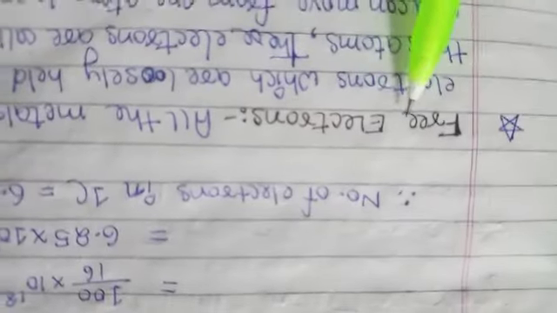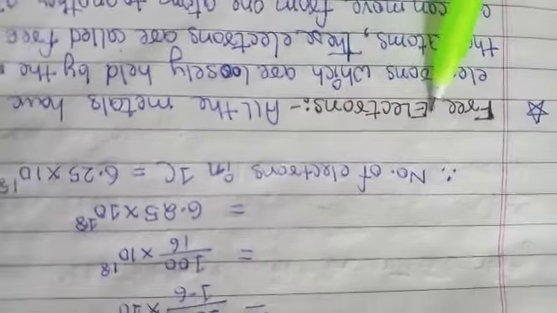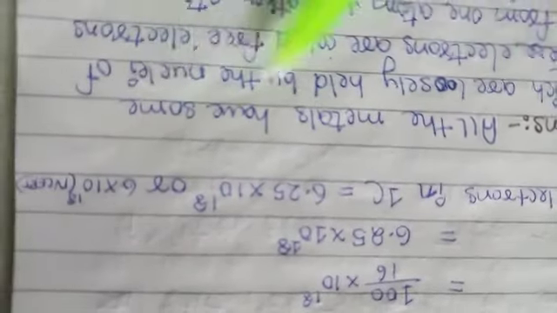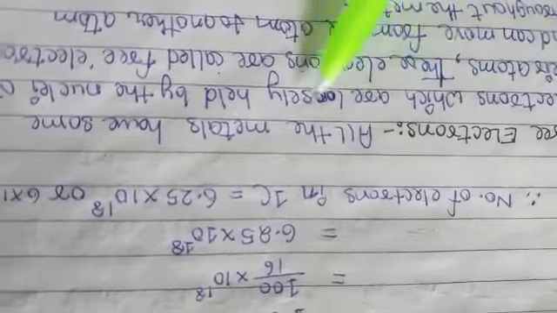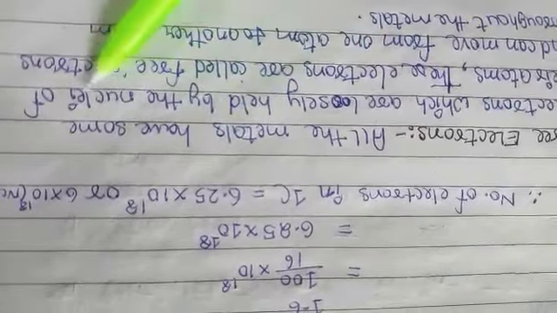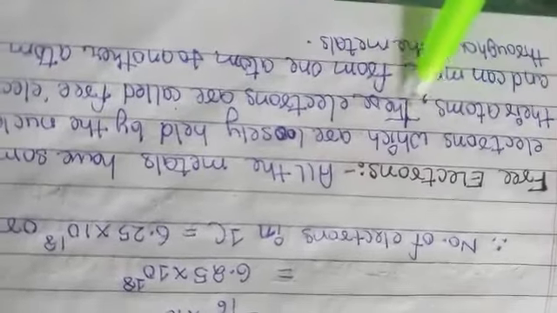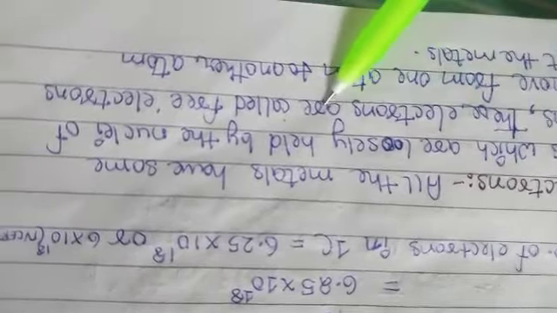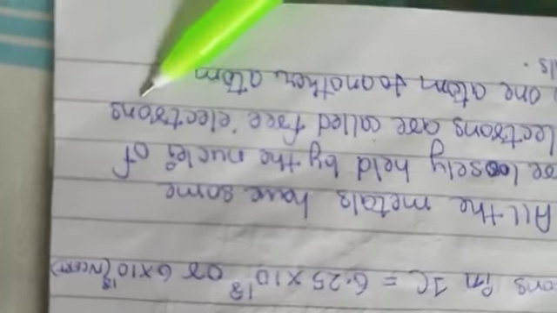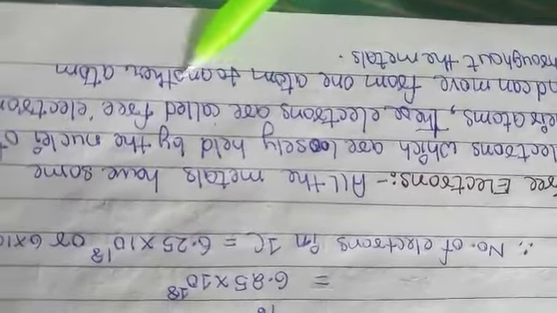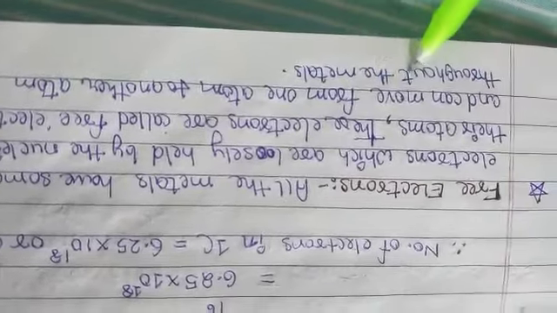Now there is a term, free electrons. We should know what are free electrons. All the metals have some electrons which are loosely held by the nuclei of their atoms. These electrons are called free electrons and they can move from one atom to another atom throughout the metal.